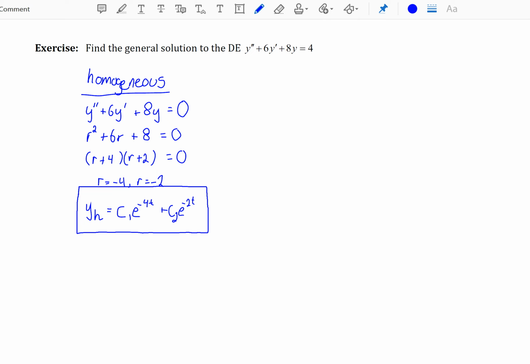Okay. Now we'll look at our non-homogeneous DE. And now this is where we want to consider, what does the form of the right-hand side of the DE look like? So we're looking here. Notice that the right-hand side is a constant.